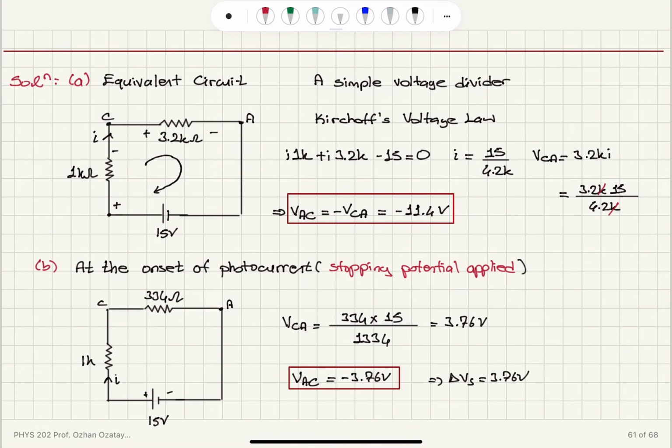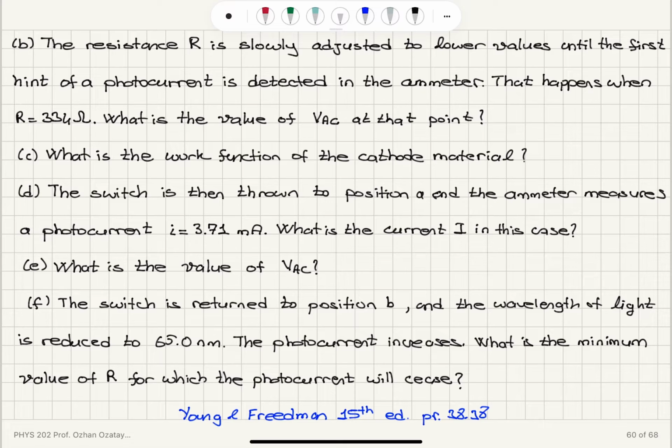Okay, and part F, the switch is then returned to position B, and the wavelength of light is reduced to 65 nanometers. The photocurrent increases. What is the minimum value of R for which the photocurrent will cease?